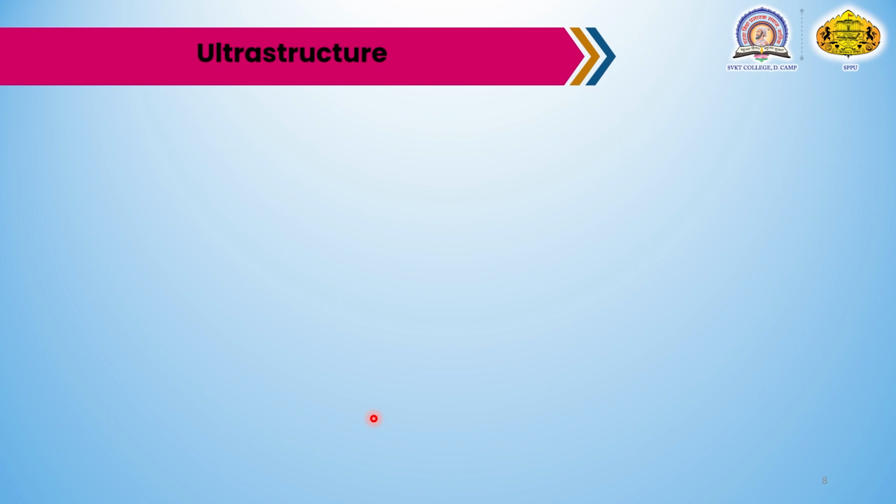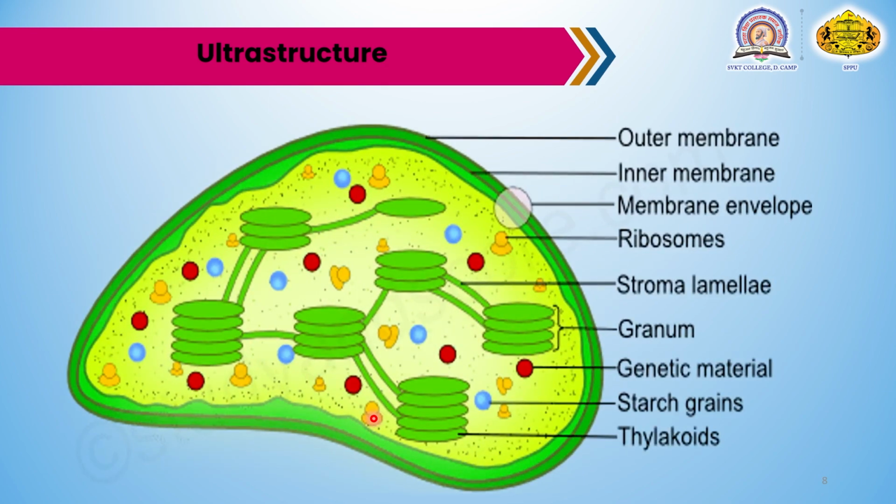Then the next point, ultrastructure of the chloroplast. This is also an important point. The ultrastructure is the minute structure, especially present in the plant cell, and such ultrastructure can be seen only under a highly magnified electron microscope. So now we discuss the ultrastructure of this chloroplast.